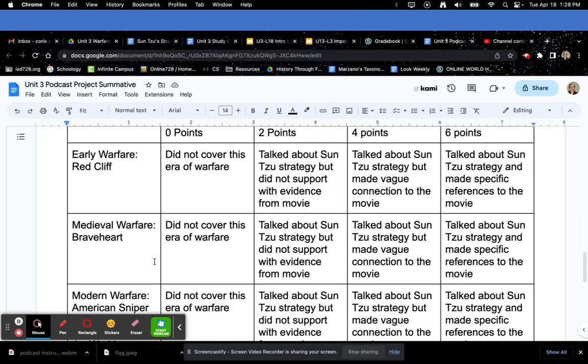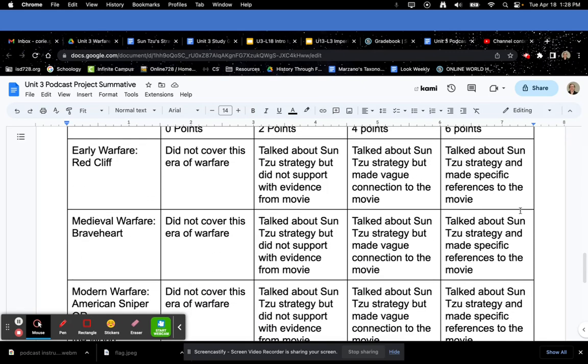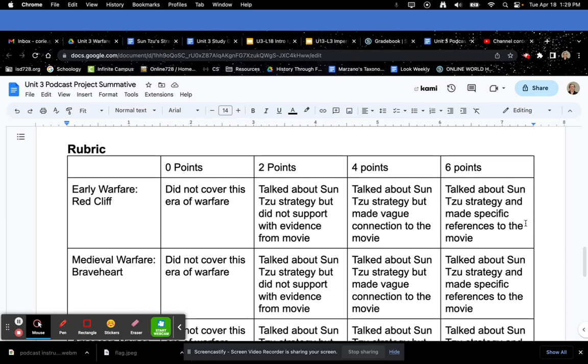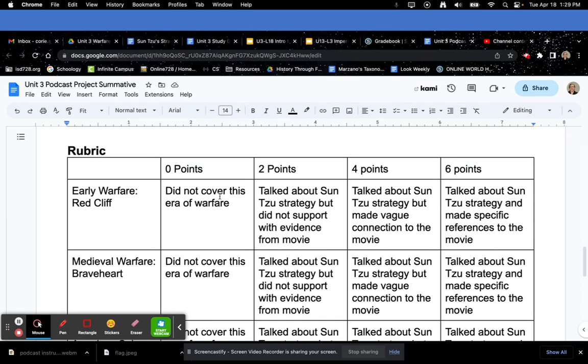All right. So here is the rubric. What I'm looking for in each of them: 0 points is you just don't talk about it. 2 points would be you talked about the Sun Tzu strategy, you gave me one of the strategies, but you don't give me any evidence from the movie of how that strategy shows up.